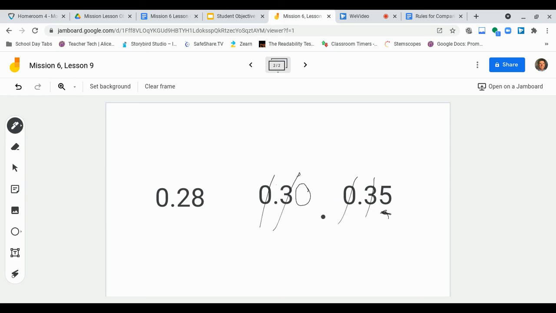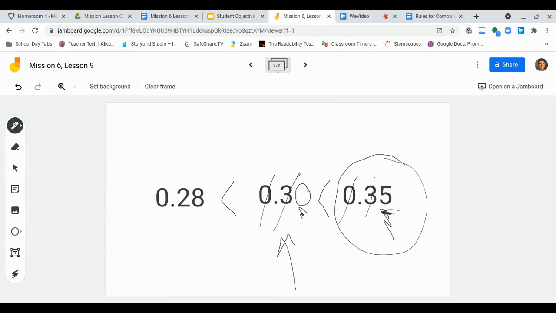Well, now I can easily compare. What's greater, 0 or 5? Well, 5 is greater than 0. So that tells me that this number, 35 hundredths, is greater than the 30 hundredths. So if I was comparing these and putting them all in order, I would say 28 hundredths is less than 30 hundredths, and 30 hundredths is less than 35 hundredths. And that would be these numbers in order. So that's what we're doing in today's lesson. We're comparing decimals and putting them in order.